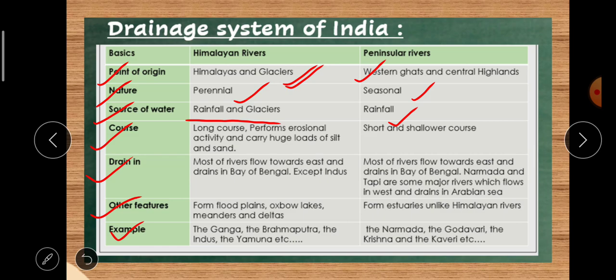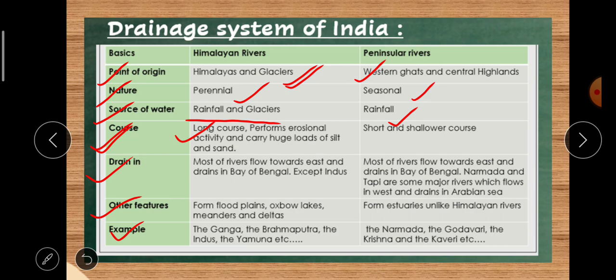Course, it means the path, the flowing path of a river. So Himalayan rivers have a long course, means the length of their course is long. Performs erosional activity. We know what is erosion. In simple words we can say cut off of soil or flowing off of the soil. So Himalayan rivers, they are performing erosional activity. How? Suppose one river is flowing, so the sand or soil deposited on its bank, it will carry with its water. So it will perform erosional activity.